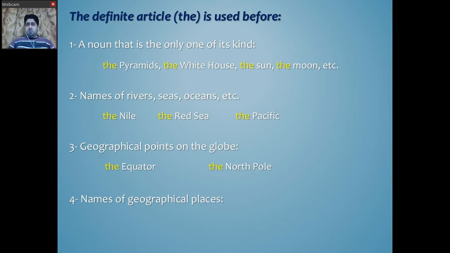Four, names of geographical places. What's the difference between three and four? The difference is very simple. Three refers to the things I told you about. You have that globe in your school, for example, laboratory. But four, we're talking about real life places. For example, the Middle East is a real life place, or the West. We're talking about the Western countries here. We're not considering the directions east and west.